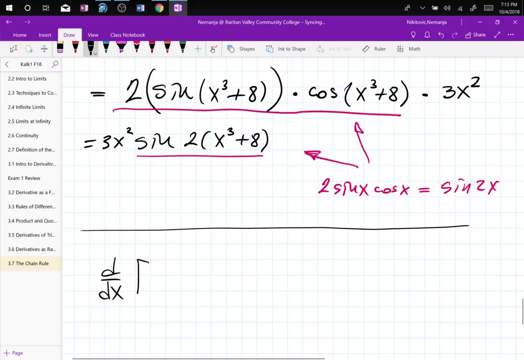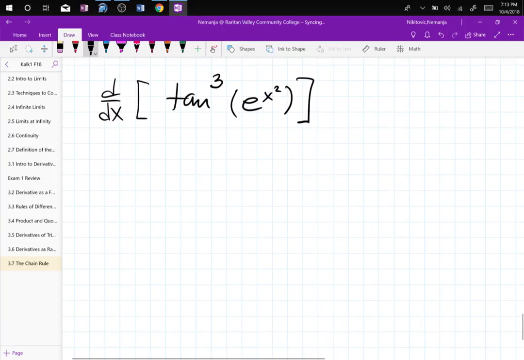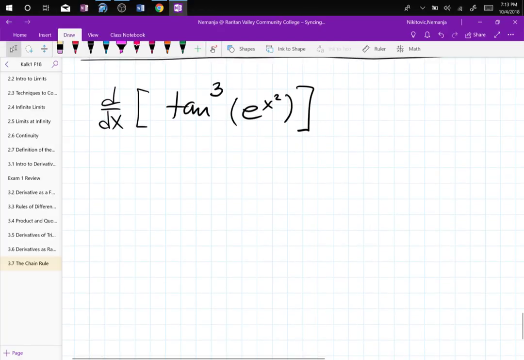The derivative of... we haven't done anything with tangent, so I feel sad or something. Tangent cubed of... what should we put here? I know, e to the x squared, why not? You want to sleep tonight here? Look at this, terrible. All right, good luck, go.